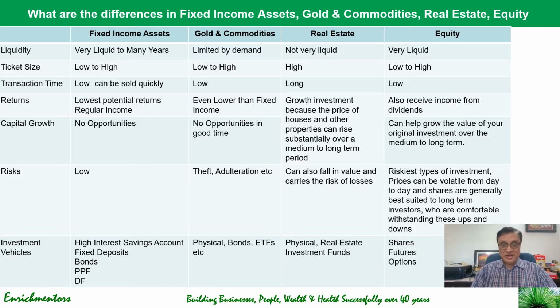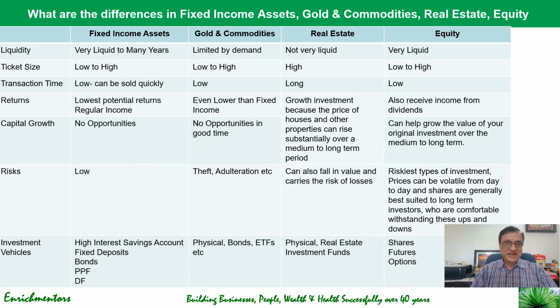Real estate is not very liquid. The ability to sell depends on the specific property, it takes quite some time, and it's not easy to sell. Whereas equity is again very liquid. If you look at ticket size, fixed income assets can be very low and you can go as high as you want. So is gold and commodity. Real estate has a minimum ticket size of, I would say, tens of millions of rupees at least to be able to buy and sell. And equity again can start very small and go very high.